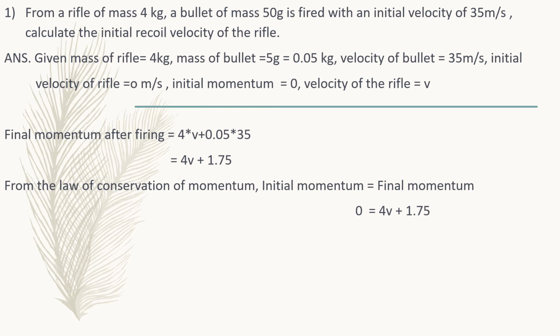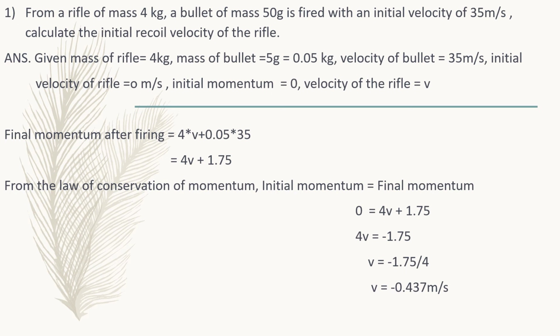Now the thing we don't know here is V, and we can find out easily from this expression the velocity of the recoil of the rifle. So here we have to take 4V on the left hand side, which is equal to minus 1.75. Then velocity is equal to minus 1.75 upon 4. So by solving this problem, we get the velocity of the rifle, that is minus 0.37 meter per second.